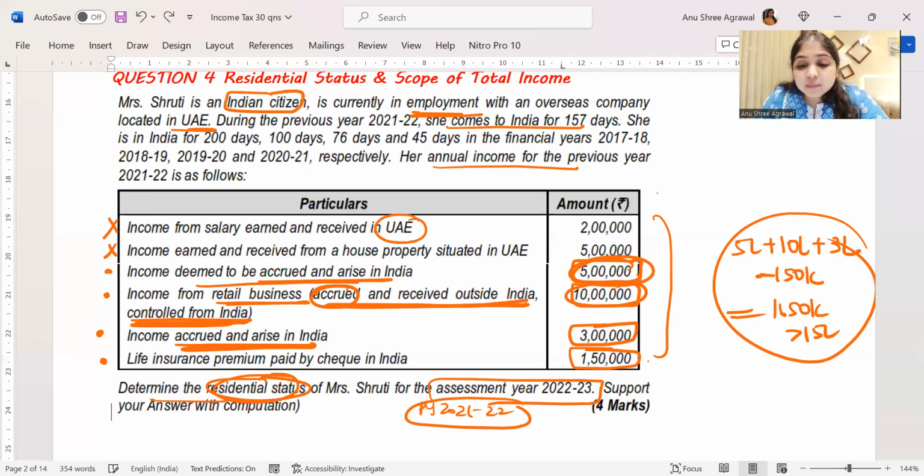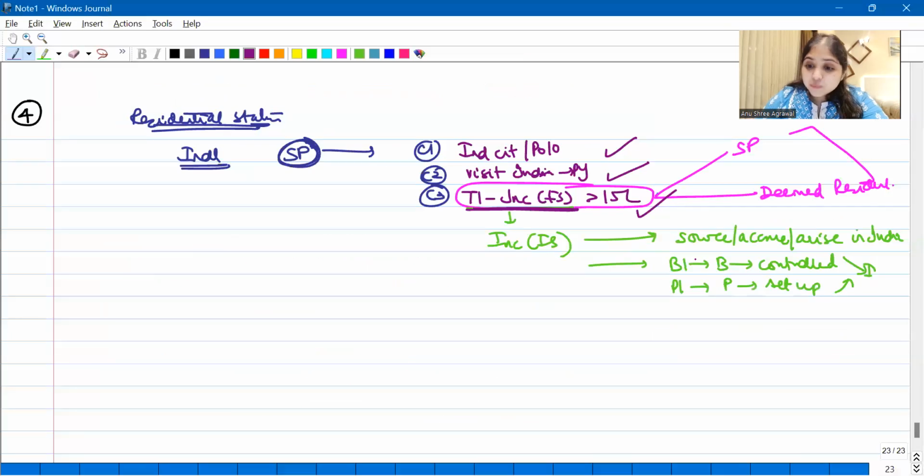Okay, so this becomes an expense, and that is why I subtracted it. So 5 lakh plus 10 lakh plus 3 lakh, these three incomes minus ATC 1,50,000. So what is my income from Indian source? My income from Indian source is 16,50,000, which is more than 15 lakh, and therefore even this condition is fulfilled.